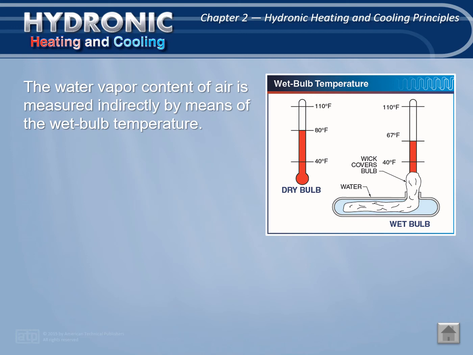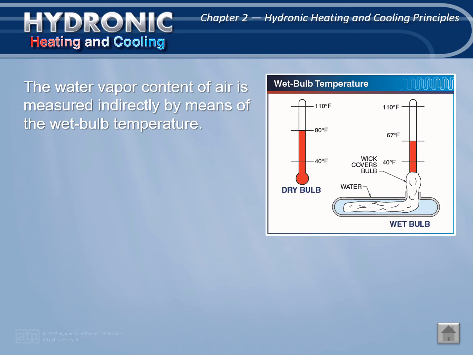Dry bulb temperature is the temperature of air as taken with a standard thermometer. As long as the bulb or other temperature-sensitive parts of the thermometer is kept dry, the reading of the thermometer is not affected in any way by the humidity in the air.